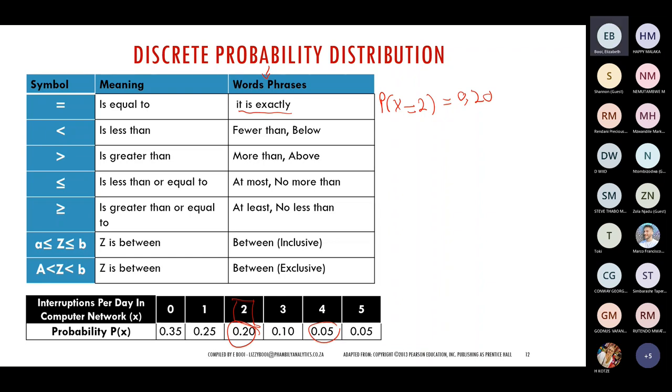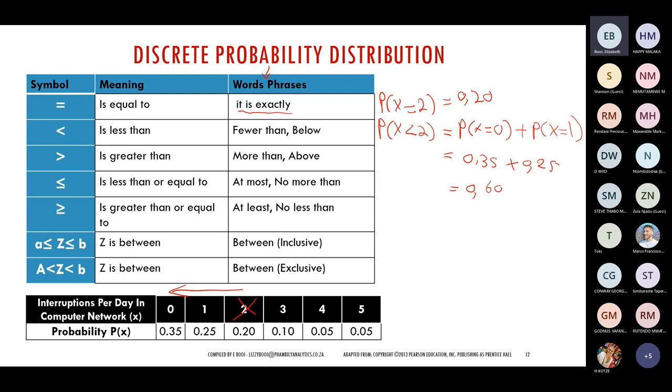What about when they ask you when it is fewer than, or they say it is below two? When they say, what is the probability that X is below two? It means X is not two, but any value that is less than two. So those values that are less than two are 0 and 1, right? So it means they are asking you, what is the probability that X equals 0, plus the probability that X equals 1, all of those. So it means you're going to say it is 0.35 plus 0.25, and that is 0.60, right? Am I counting right? I think, and I hope so, that my counting is right. Yes, that it's right.